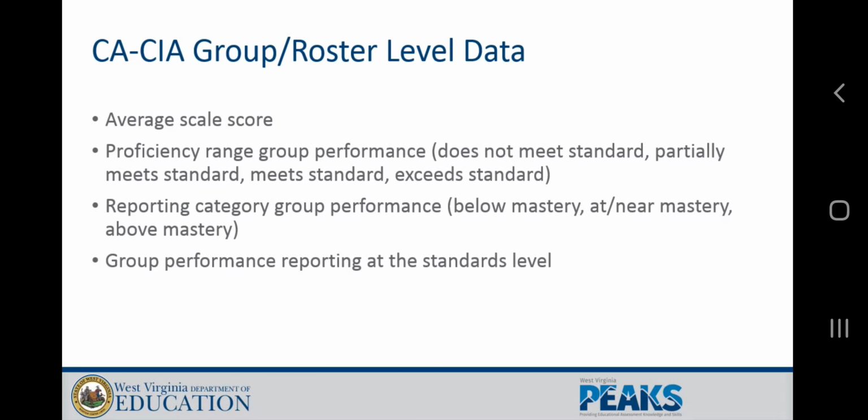The CA/CIA group roster level data will have the following: the average scale score, the proficiency range group performance, and these are does not meet standard, partially meets standard, meets standard, and exceeds standard. We'll have the reporting category group performance, and those are the categories of below mastery, at near mastery, and above mastery. And we'll also have group performance reporting at the standards level.